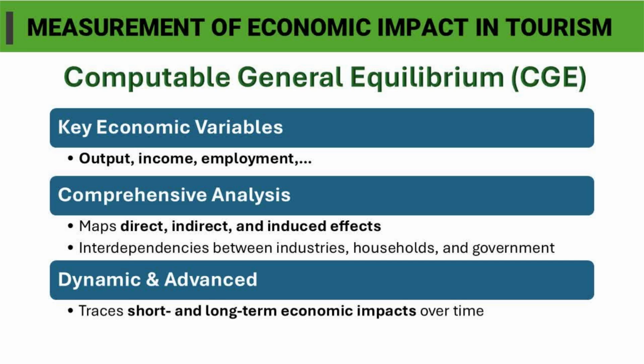The CGE model is a powerful tool for analyzing tourism's economic impact. By tracking key variables such as output, income, employment, and trade balance, it helps us understand how shifts in tourism demand affect the economy. This model offers a comprehensive analysis by mapping direct, indirect, and induced effects through the complex interdependencies among industries, households, and government.